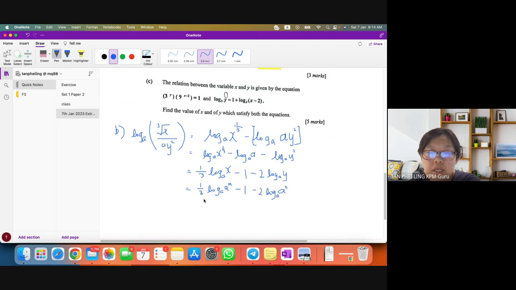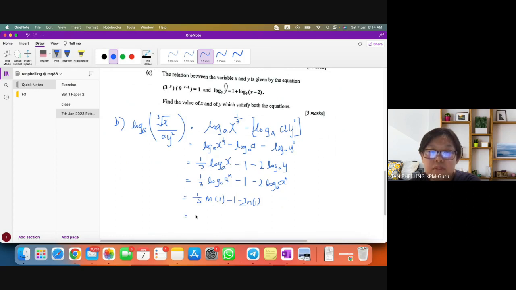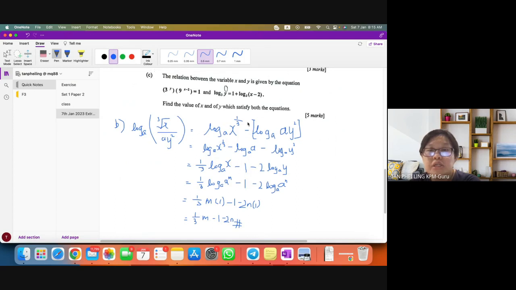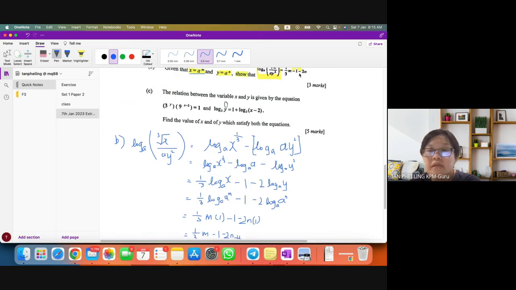So in this case, happily your m brings to the front and becomes 1 over 3m, left with your log a base a, which is 1, isn't it? Then minus 1, then this one will be minus 2, the power of n also brought down. Then you got log a base a, which is also 1, multiply. So now 1 over 3m times 1 is 1 over 3m. And then minus 1, continue to copy. Negative 2n times 1, negative 2n, isn't it? So here you go. We are done. Yes. 1 over 3m minus 1 minus 2n.